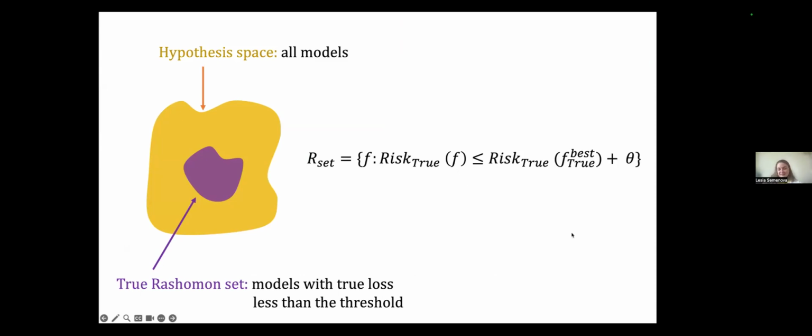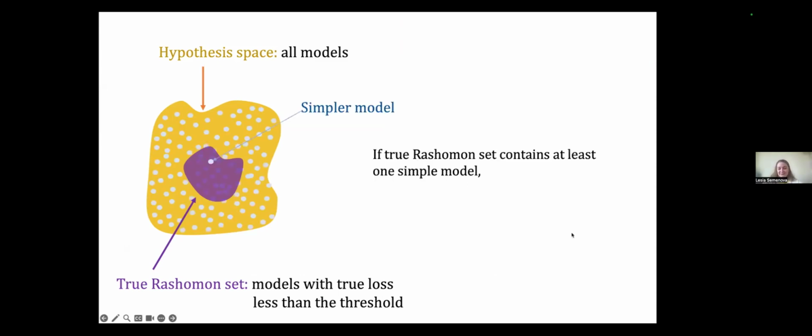Let me bring my simple models back. So as before, they are embedded in my hypothesis space. I will make a little bit different assumption. This time I will assume that the true Rashomon set contains at least one simple model, meaning that this purple blob has at least one light blue model. I don't need to know which one. I don't need to find it. I just need to know that it somehow exists in this true Rashomon set.